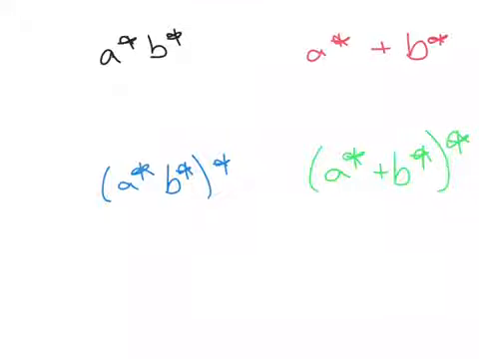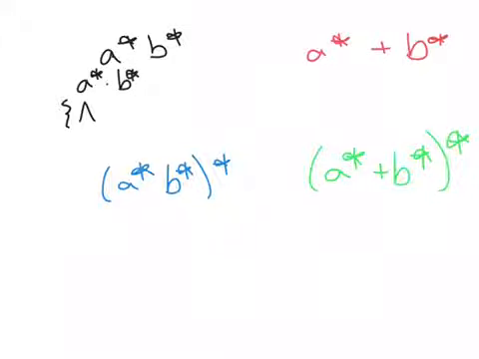So let's start with this first one, A star, B star. That's really the same as A star dot B star, right? That's concatenate 0 or more A's with 0 or more B's, right? So what's this language? This is the language that has as many A's as you want, as many B's as you want, but the A's have to come before the B's. So I can write it like this.